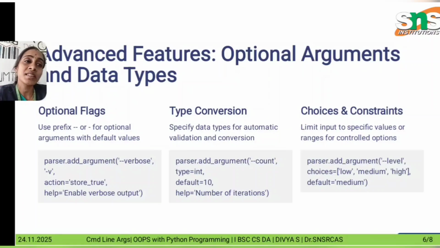Choices and constraints limit the input to specific values or a controlled range of options. I add parser.add_argument with choices low, medium or high, and the default will be medium.